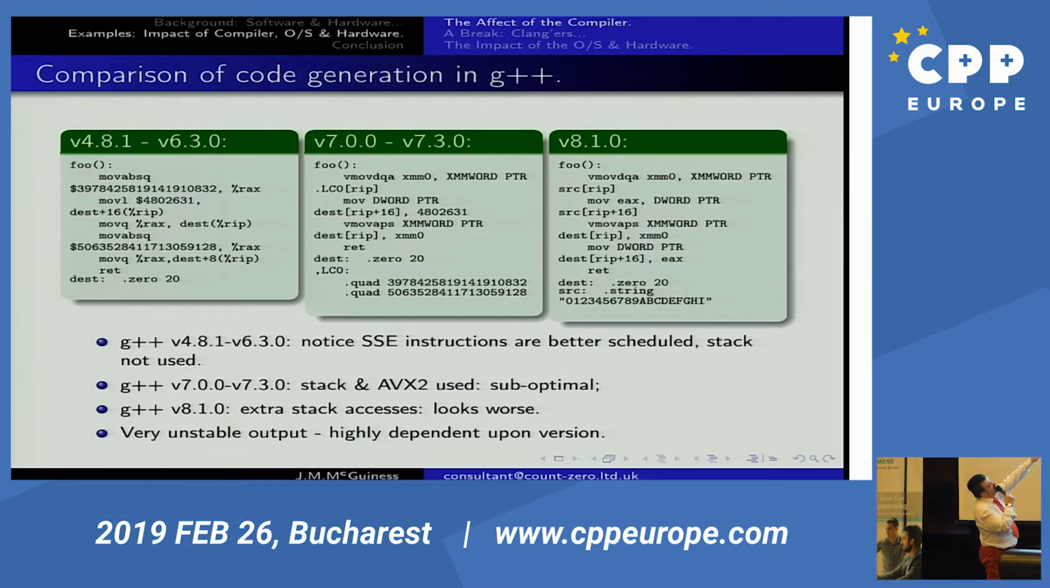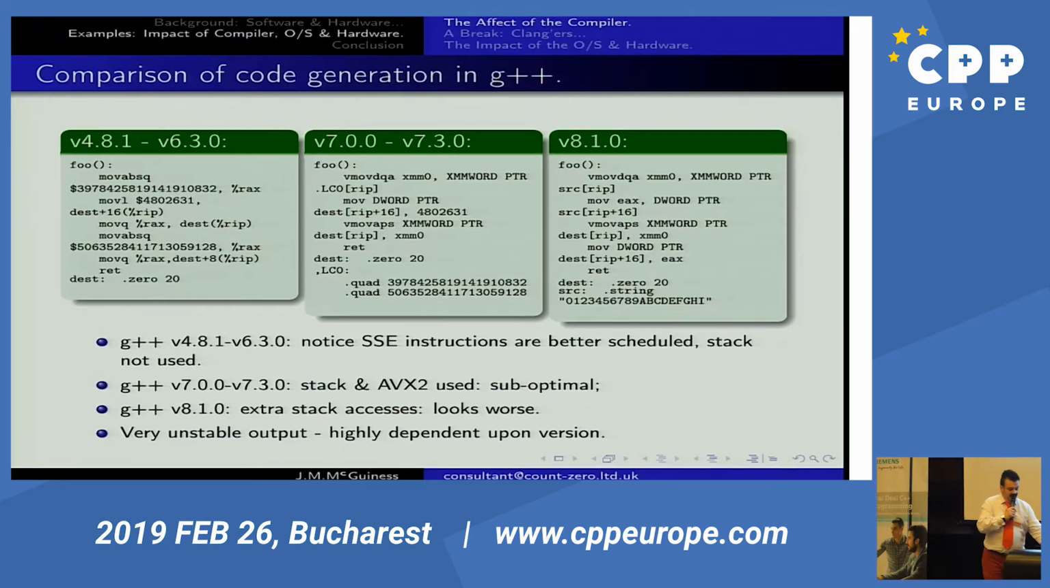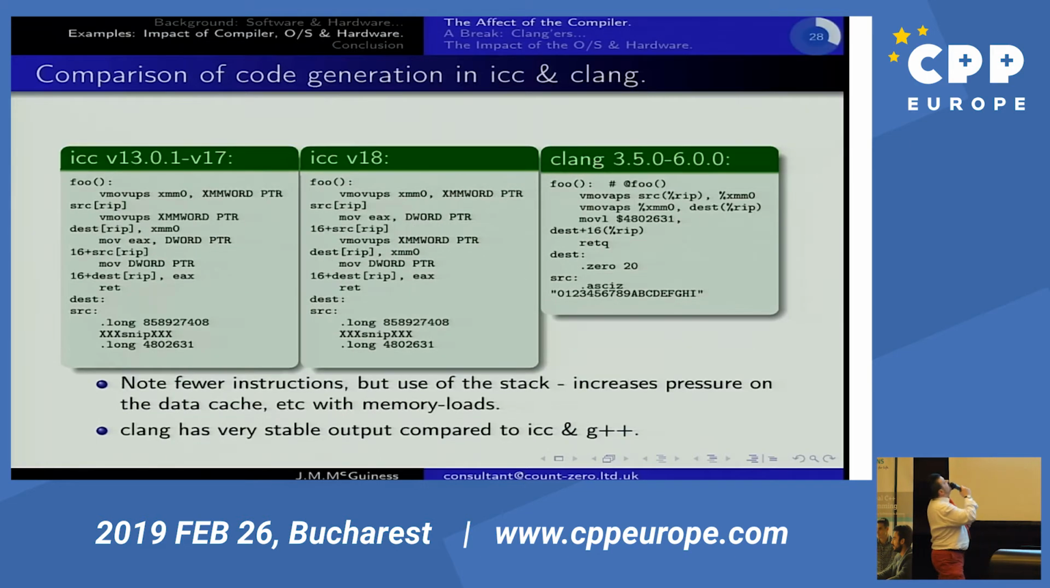GCC 8, again, we see a difference in code generation. The very, very important point is this. It's a very unstable output. If it was just one output but bad, I can work with that. The problem is it keeps changing. I can't rely on it.